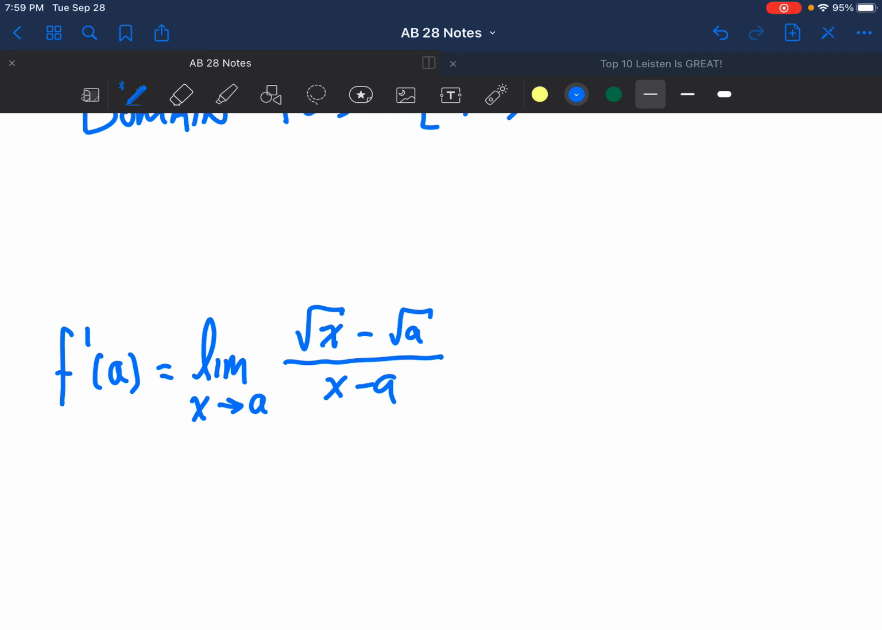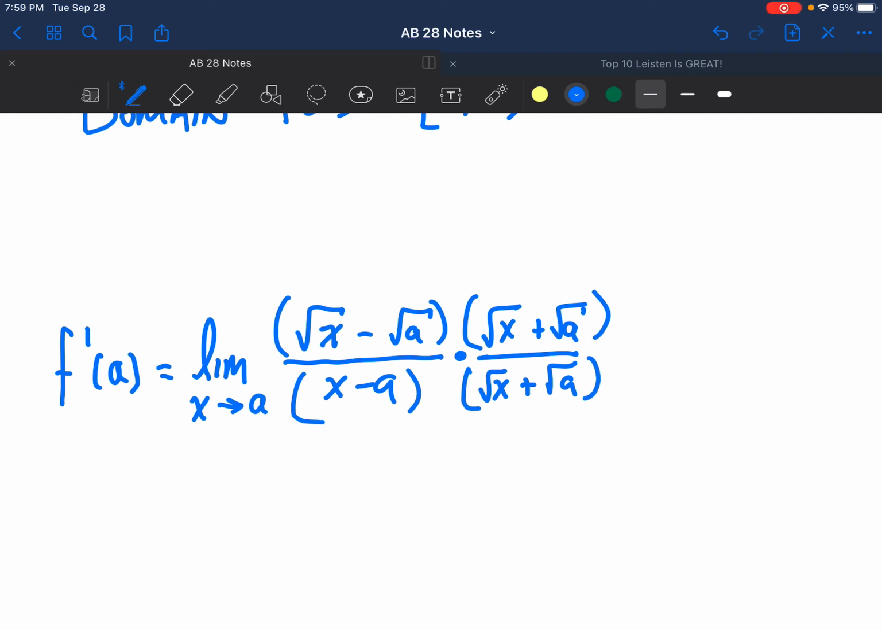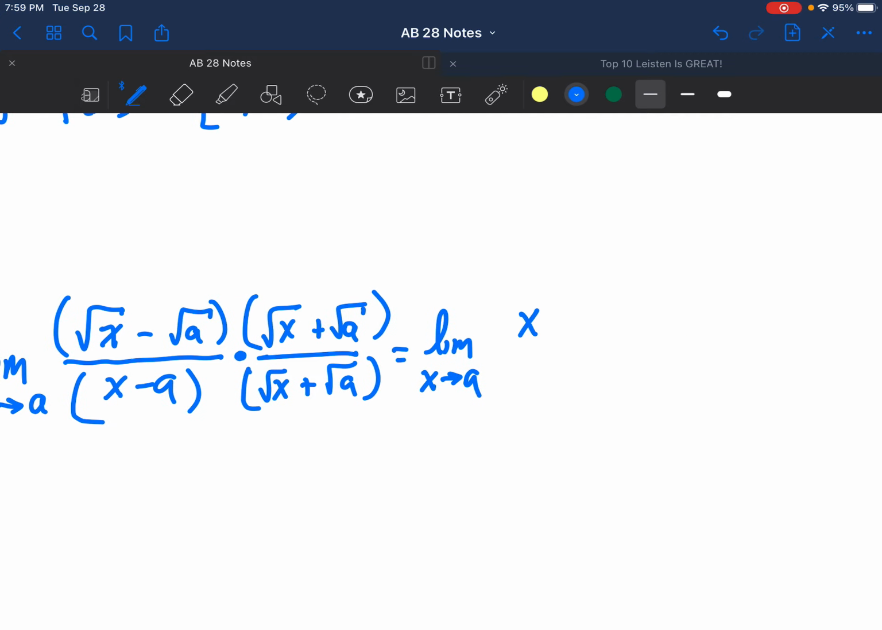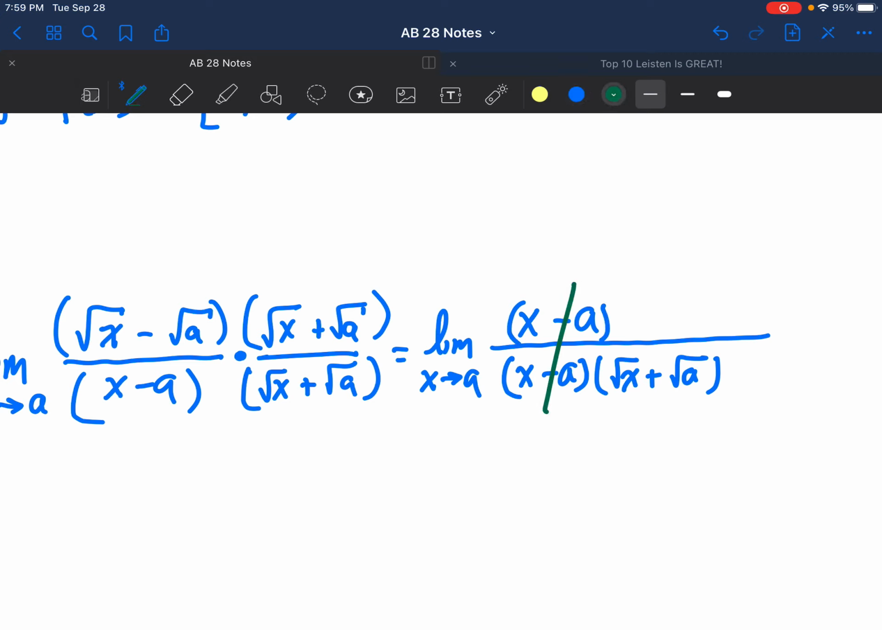I'm going to use the x approaches a approach. Now, to do this, I'm going to multiply by our conjugate, so square root of x add square root of a, over square root of x add square root of a. That is the difference of two squares when we multiply that, yielding us limit x approaches a of x minus a, already handed to us, over x minus a multiplied by root x add root a. Right away, you can see that common factor is eliminated. Result: limit x approaches a, 1 over root x plus root a.